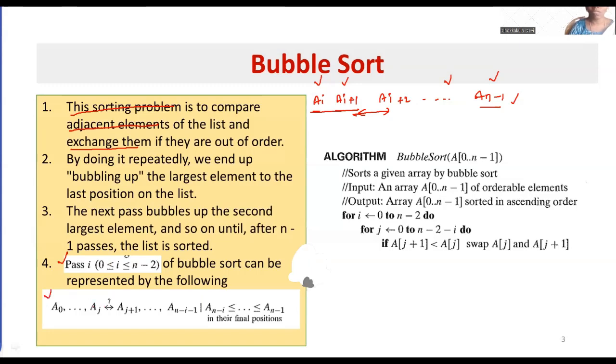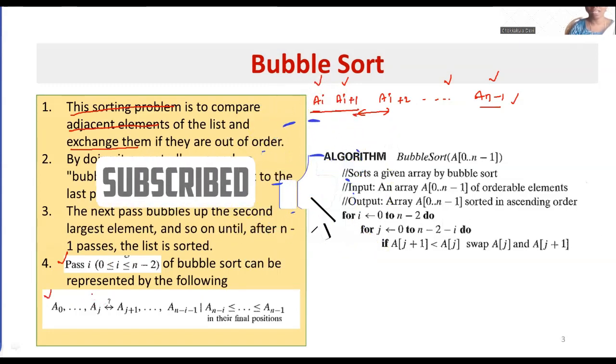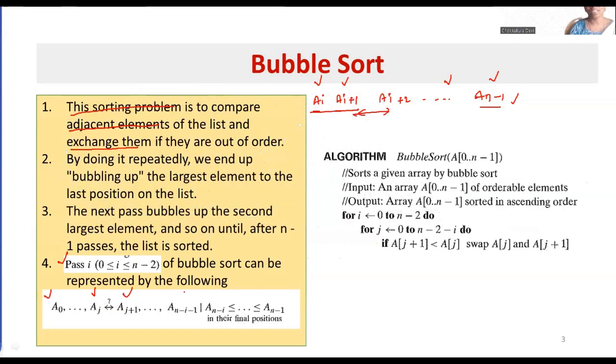So here A naught, A1, A2, A3, and so on, A j, and here we have A j plus 1. And so on, up to A n minus i minus 1, and this is A n minus i, and we have up to n minus 1 elements. This is a simple representation of an array. Your loop is going to run.